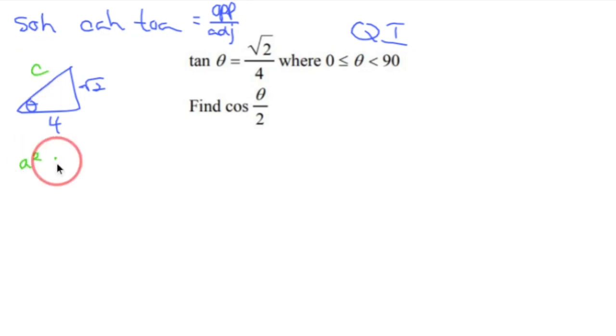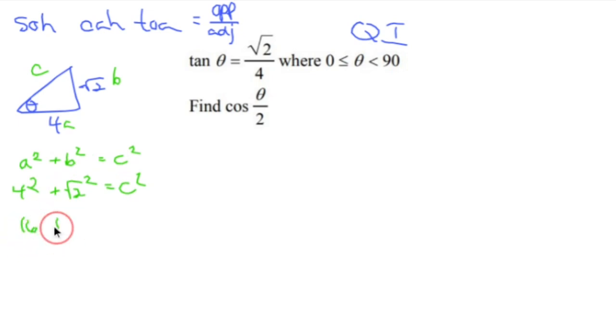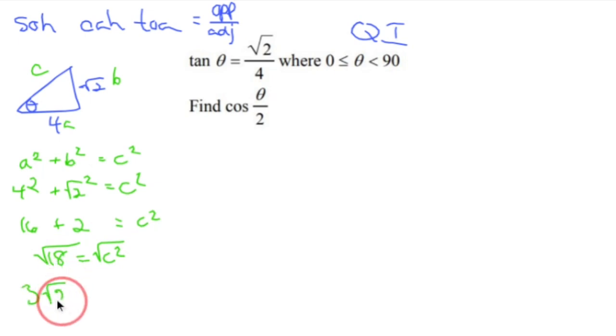A squared plus b squared equals c squared. So I guess I'll call you A, I'll call you B, not that it really matters. 4 squared plus root 2 squared equals c squared. 4 squared, 16. Root 2 squared is 2. Add those up. Square root it. 18 is 2 times 3 times 3, so I can rip a 3 out, and I'm left with 3 root 2, and that's my c, and that's my hypotenuse.